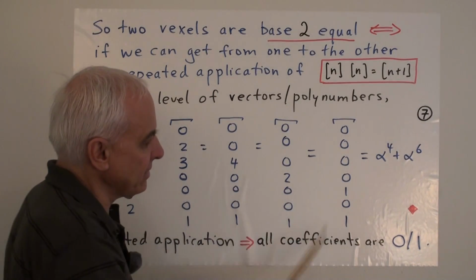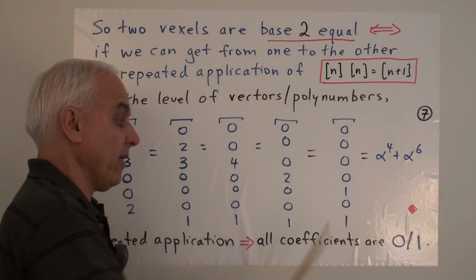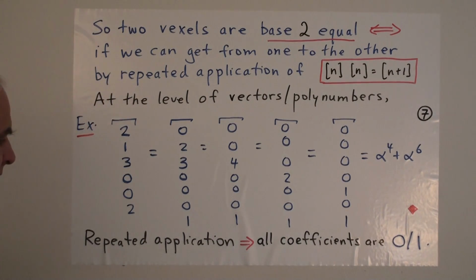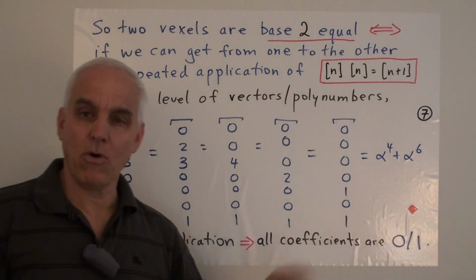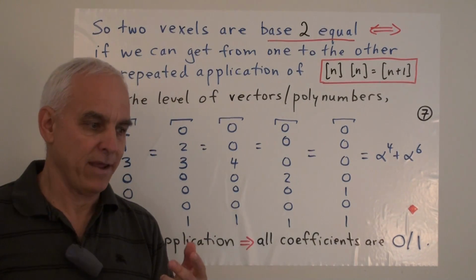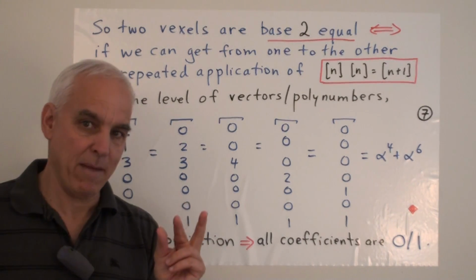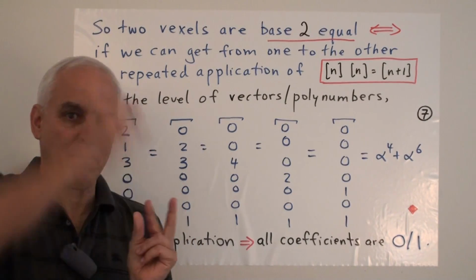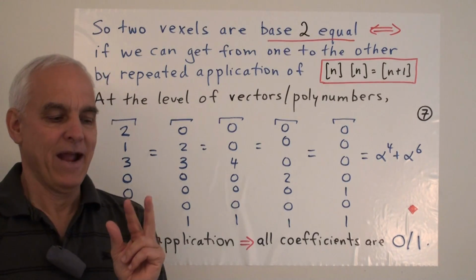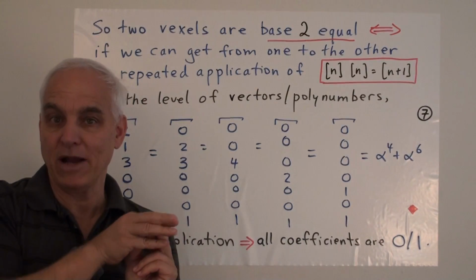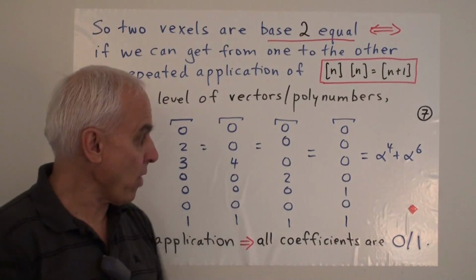And what we get at the end is alpha to the 4th plus alpha to the 6th, if we want to represent it as a polynumber. And I think we can see that repeated application will mean that all coefficients are either 0 or 1. Because whenever we have a coefficient bigger than 1, we can take 2 of them, combine them, and replace them with something 1 higher up, and then the number of coefficients will have dropped by 2. So if we keep doing that, eventually all of the coefficients are either 0 or 1.